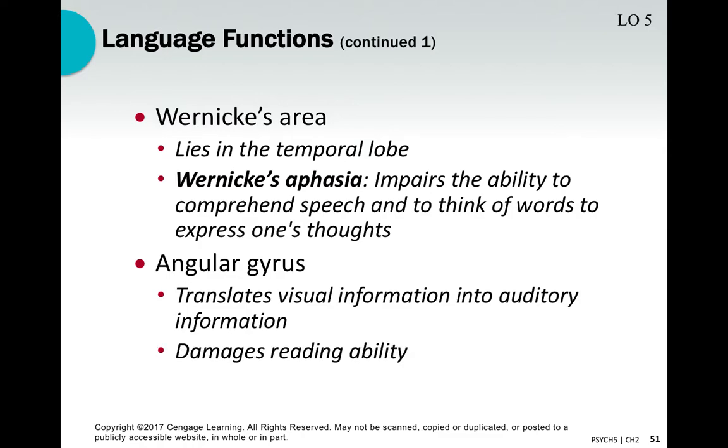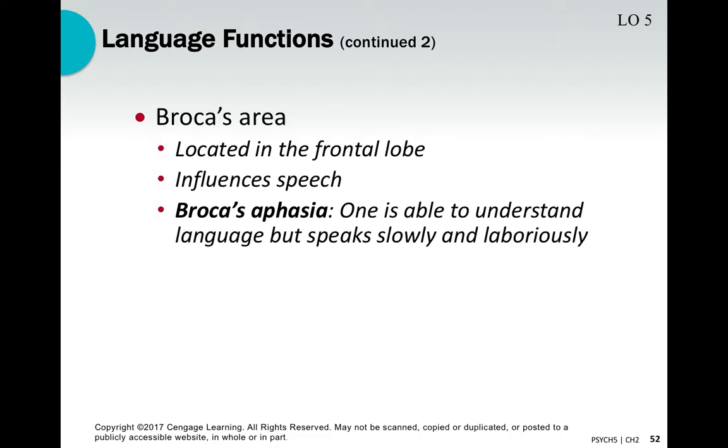It is what allows you to transmit these visual letters into something auditory that you can understand in your mind. And obviously, damage to this area of the brain would result in inability or difficulty in reading, something that we would all take for granted. Broca's area, we already talked about that, so I don't want to spend too much time belaboring it. Broca's aphasia would be difficulty speaking. Your speech would be slow, laborious, maybe harder to understand as well.